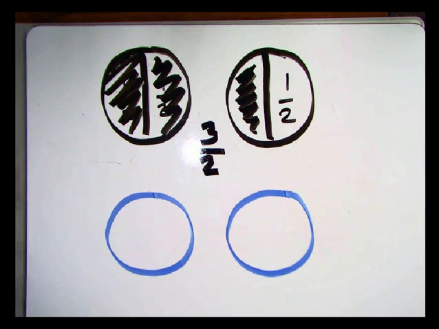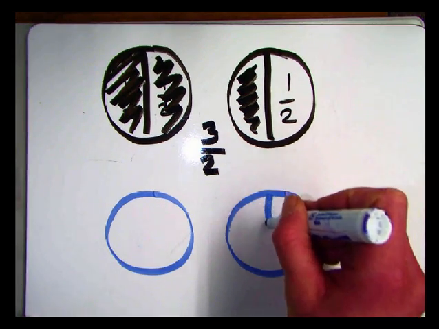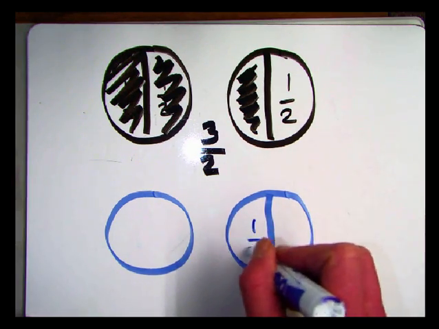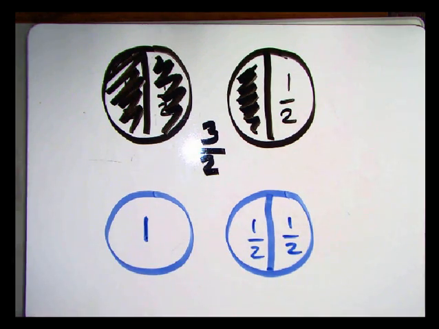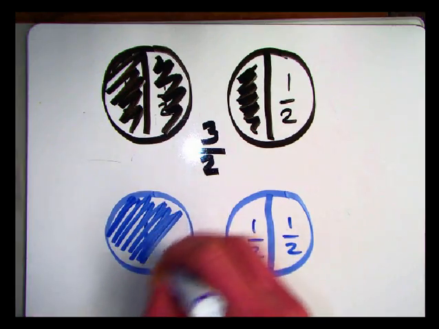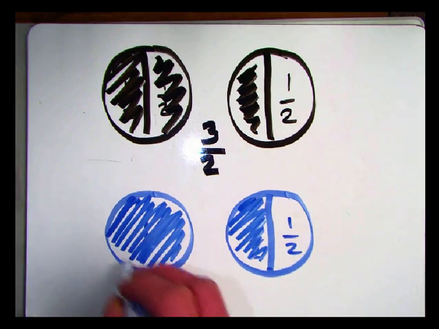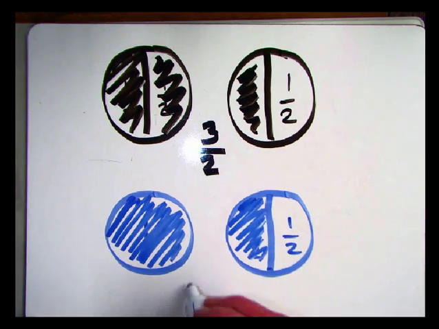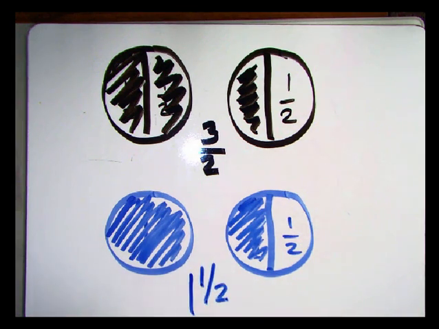Let's take a look at the bottom. This time I'm only going to divide one of my circles. I'm going to divide this one in half, so my whole was divided into half. I didn't divide this piece, it stays 1 whole. Watch what I do now. I've shaded 1 whole over here and then half of this whole that I divided. So I shaded 1 and 1/2.